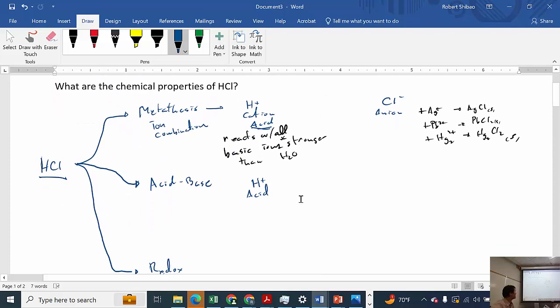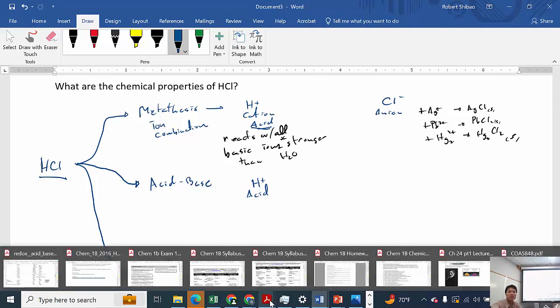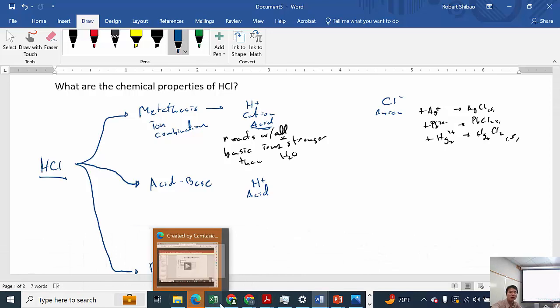So H+ is acid. Does this acid react with all bases in the universe? It's a strong acid. These strong acids react with all the bases in the universe. No. Which bases do strong acids react with?